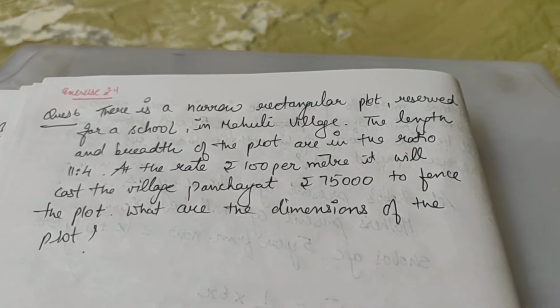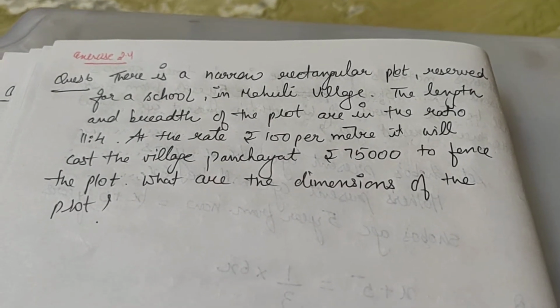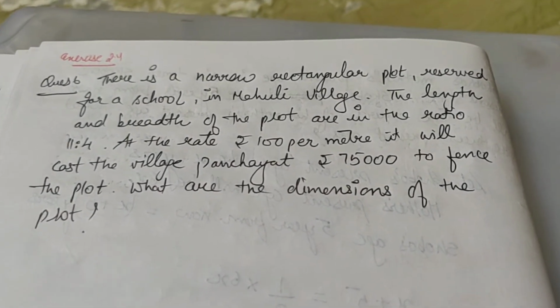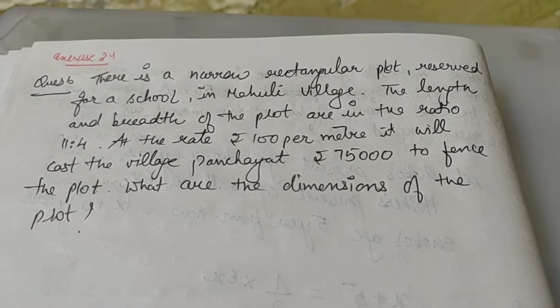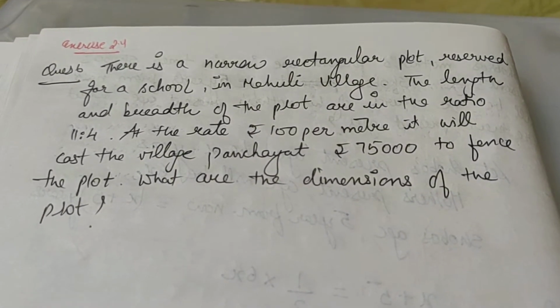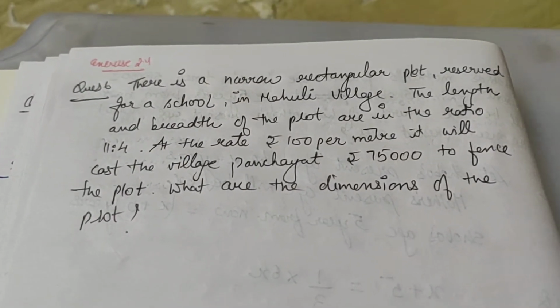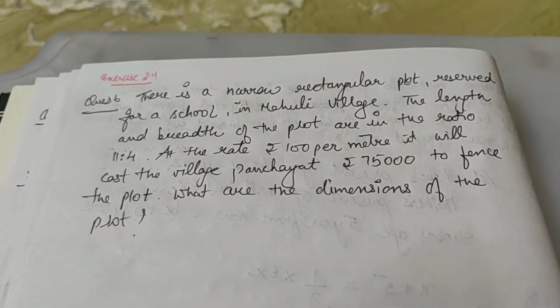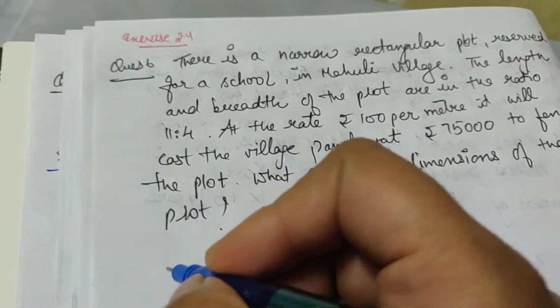Now, I hope you all understand the meaning of dimensions. By dimensions, they mean you have to calculate the length and the breadth. We know that there is a relation already given between the length and the breadth, that is 11:4, and we know how to proceed by the questions of ratio. We take the common multiple to be x and the length and breadth to be accordingly. They will turn out to be 11x and 4x respectively. So let's write that down first, and then we'll see how to form the equation of the question.